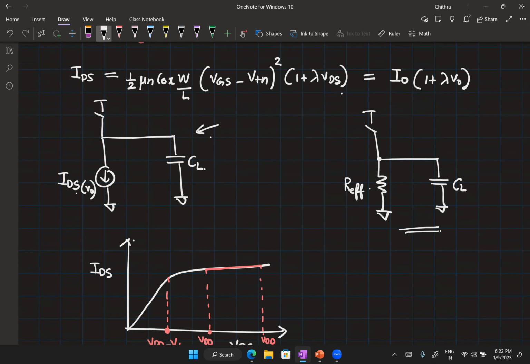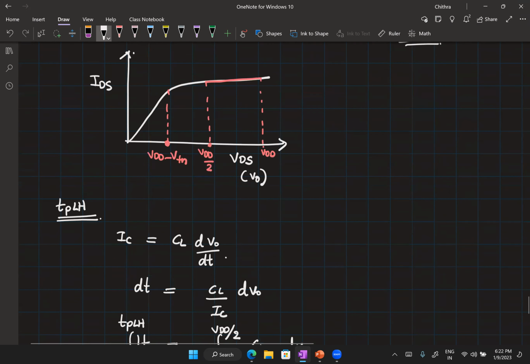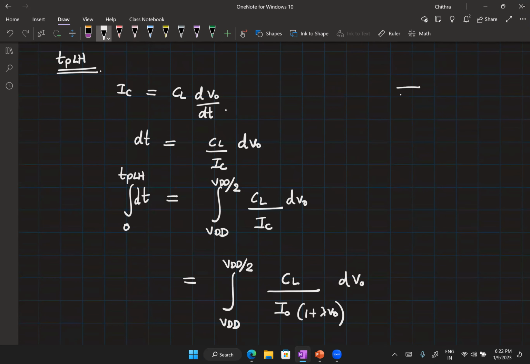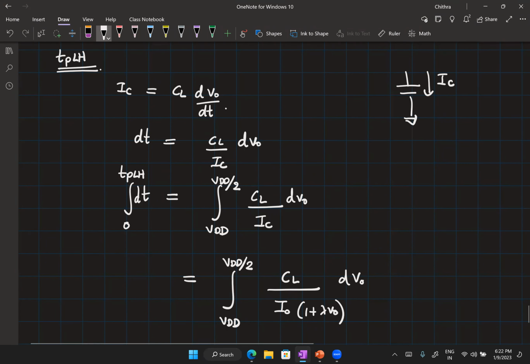Our effective resistance will not be in the picture because we are going with this model. So you can calculate the delay either using an effective resistance and the capacitance or as the current that is being pulled out of CL. So why is the negative sign coming? Correct. So this equation assumes that there is a current flowing into the capacitance. Yes, I have replaced it with the equation for the current through the NMOS. So I need to have a negative sign.